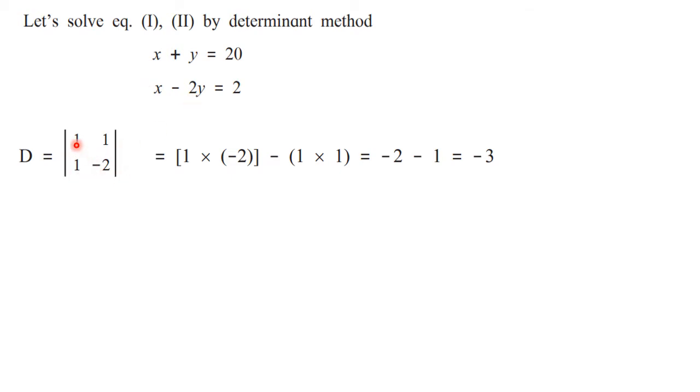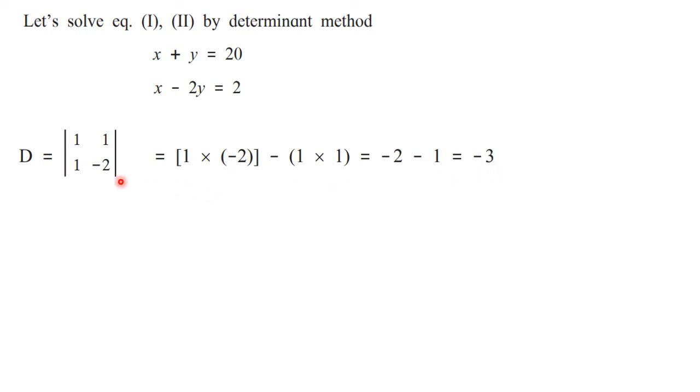And then the determinant is solved. 1 into minus 2 minus 1 into 1. The cross multiplication is done. So 1 into minus 2 is minus 2. This minus sign in between, and 1 into 1 is 1. So minus 2 minus 1, the value of determinant D is minus 3.